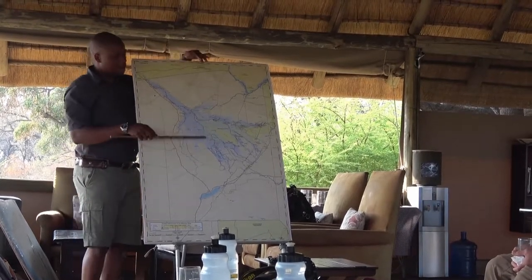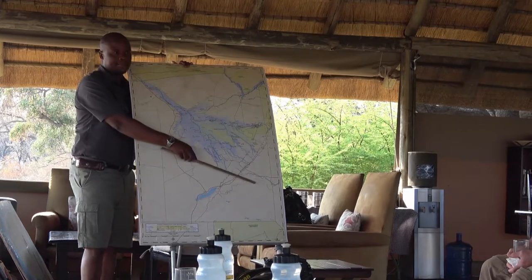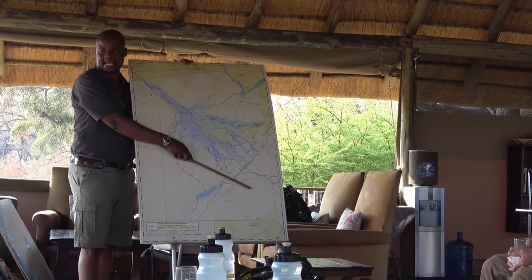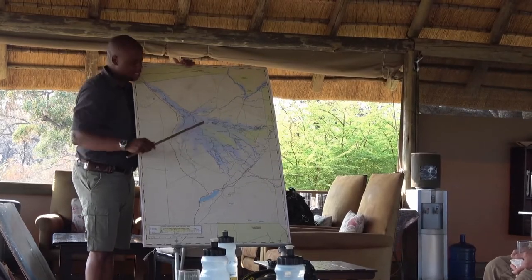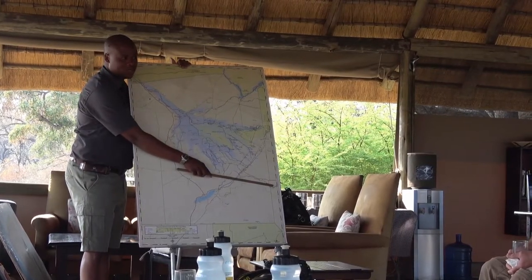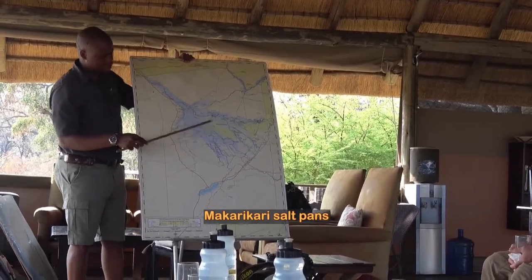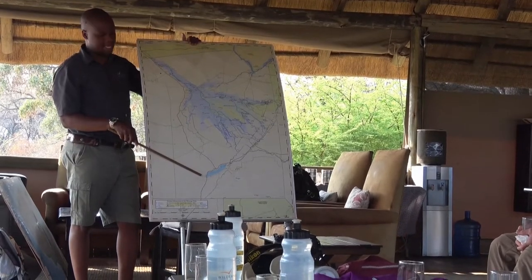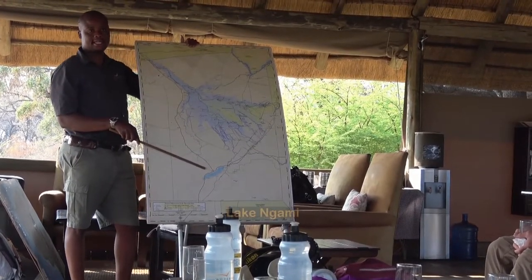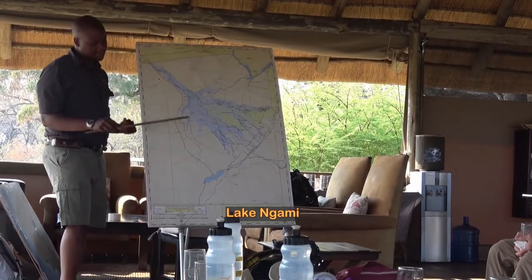And again, when the delta overflows, it feeds that area. Remember that area that I was saying is the super lake, Makgadikgadi. That grayish patch on the other map, the delta can connect up with that area, those pans, the Makgadikgadi Pans. And again, when it overflows, it feeds this blue area. This is one of the major lakes within Botswana. It is known as Lake Ngami. I'll talk about Lake Ngami later.